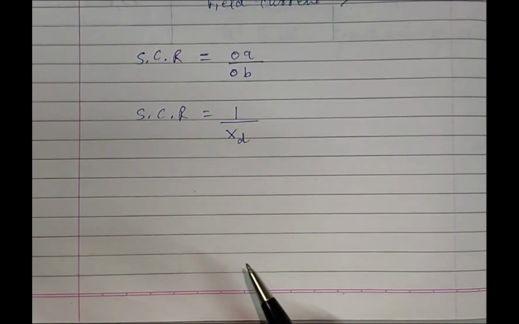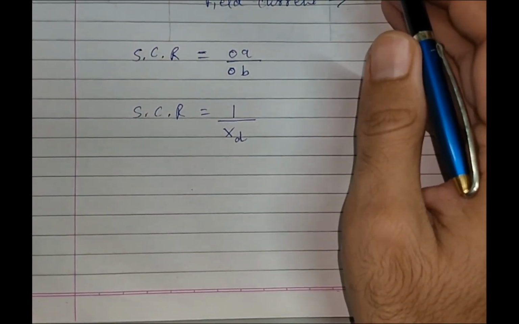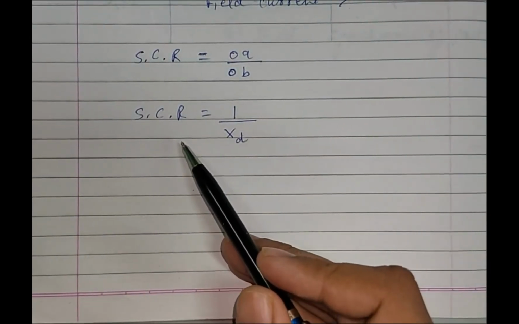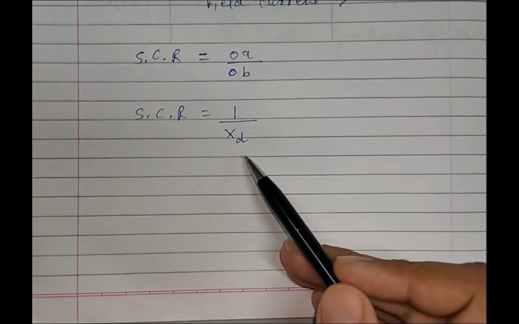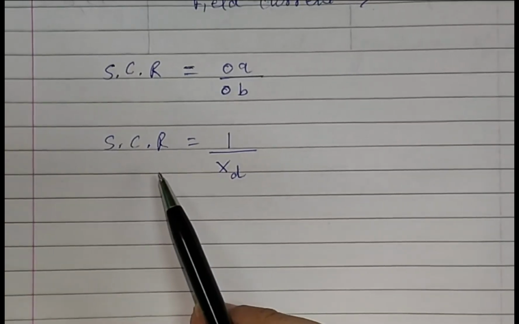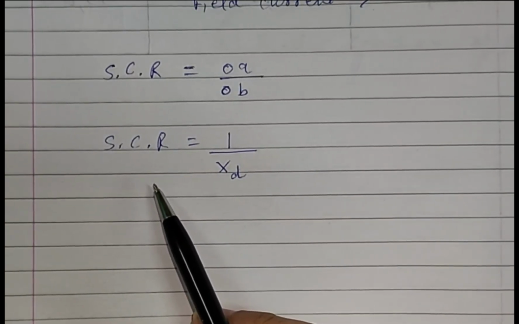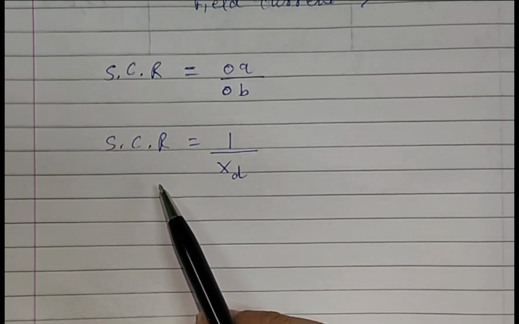If we neglect the region of saturation, then we can say that the short circuit ratio is inversely proportional to the synchronous reactance, that is Xd. The short circuit ratio governs the performances like stability limit, voltage regulation, short circuit current, synchronizing power, parallel operations, and so on.